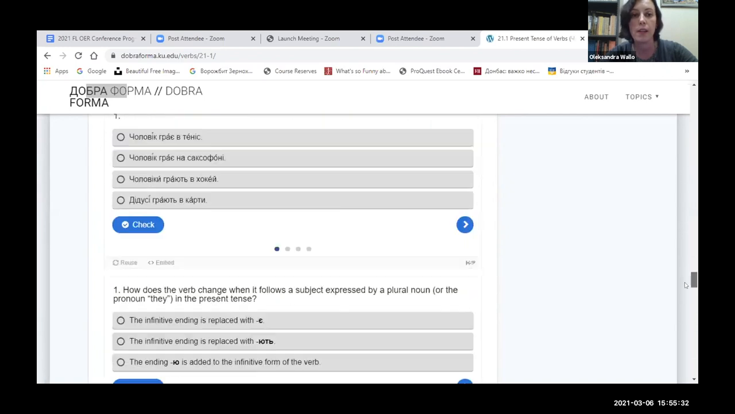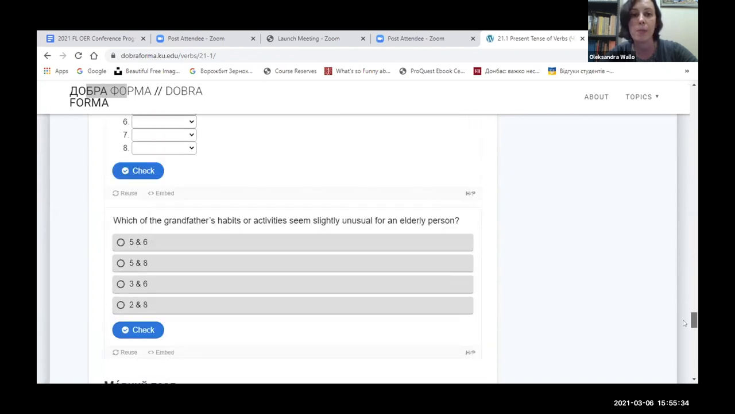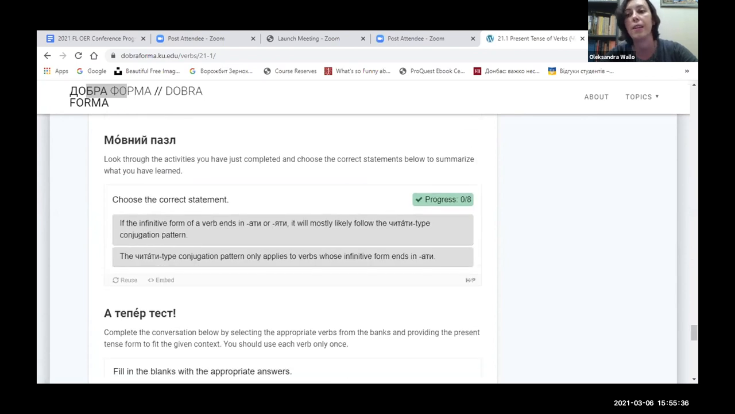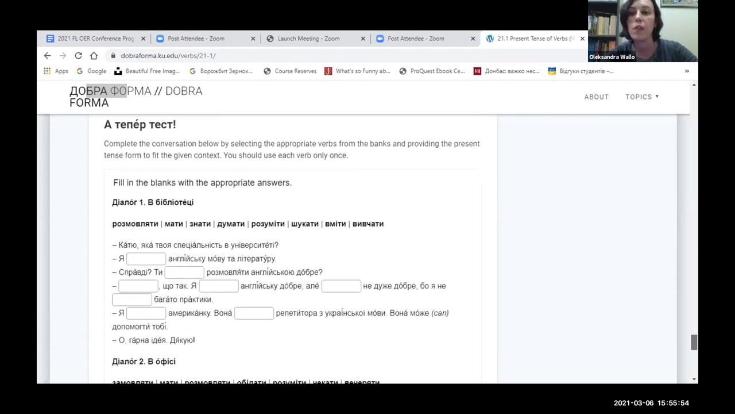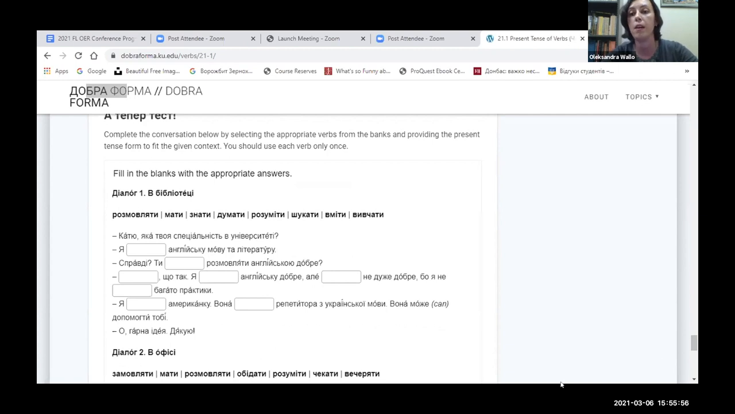Every module concludes with two types of activities. One is a kind of, we call it a language puzzle, where students have to put everything that they have learned in the module together, and they have to answer some true and false questions about this grammar. And then there is a test. And in the test, this is where output comes in. Students already have to demonstrate their understanding, at least, of this grammar point by typing in correct grammar forms.